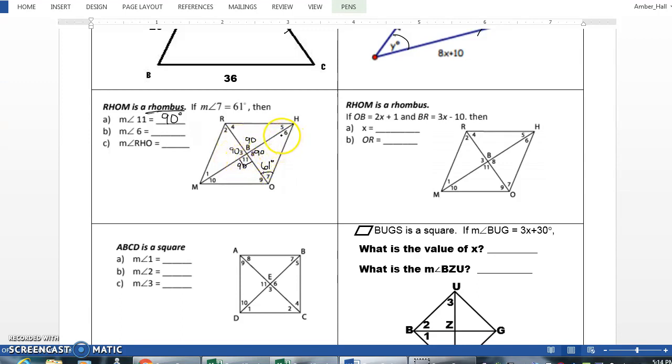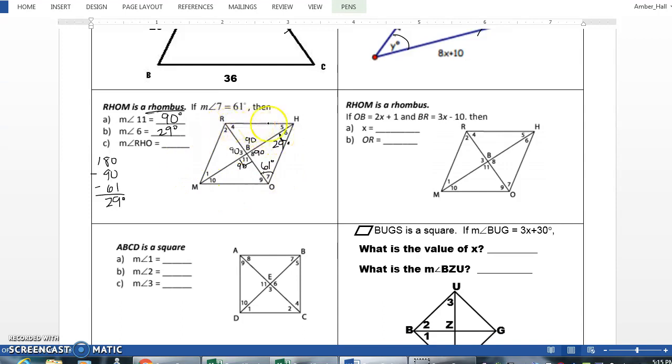We also need to know angle 6. So, because I labeled, I already know that angle 8 is 90 and angle 7 is 61. So I have 2 out of 3 in this triangle, which means I can solve for 6 by subtracting them from 180. So I do 180 minus 90 and 61. And angle 6 is 29 degrees. And I'm going to label that as well.